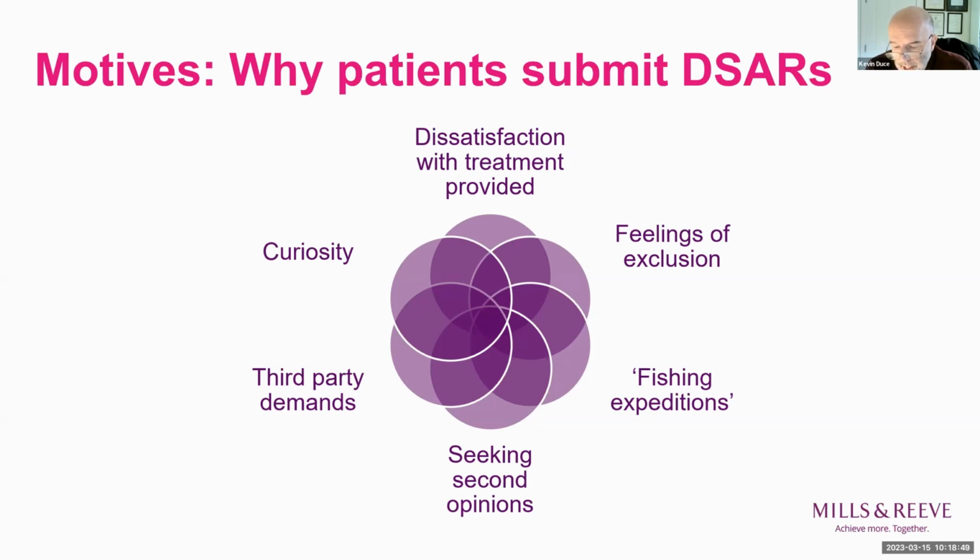Perhaps they wish to seek a second opinion, but have they been finding it difficult to obtain copies of their medical records to allow them to do that? Are they feeling excluded from decision-making or information flows? This may be the case where a patient has come of age and their parents no longer have the necessary authority to know everything that they may previously have been told about their child's treatment.